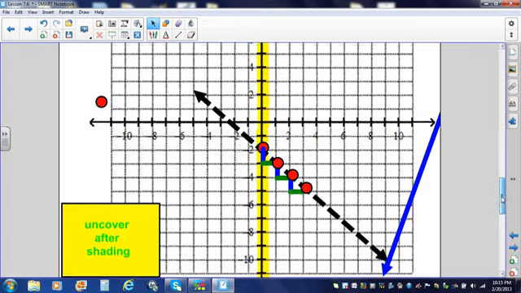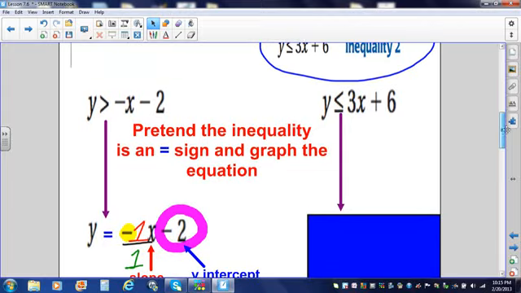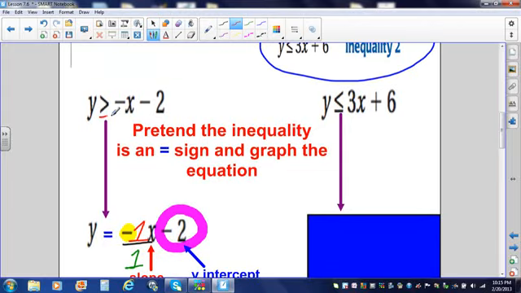Is it solid or dotted? Well, obviously it's going to be dotted, but the reason why it's dotted is that there is not an equal sign there.